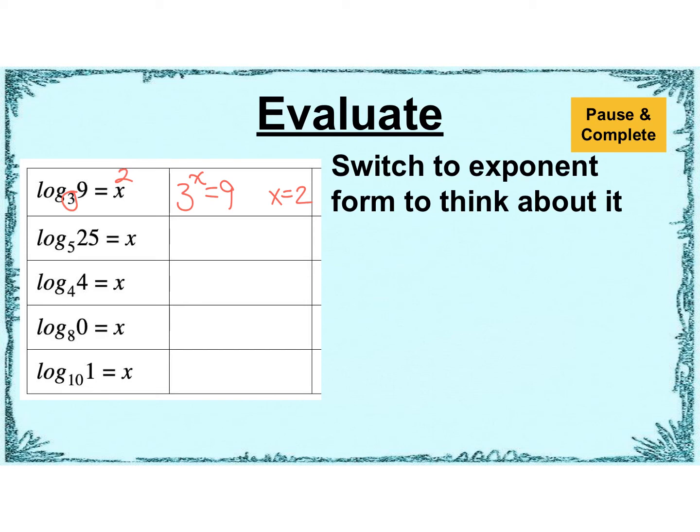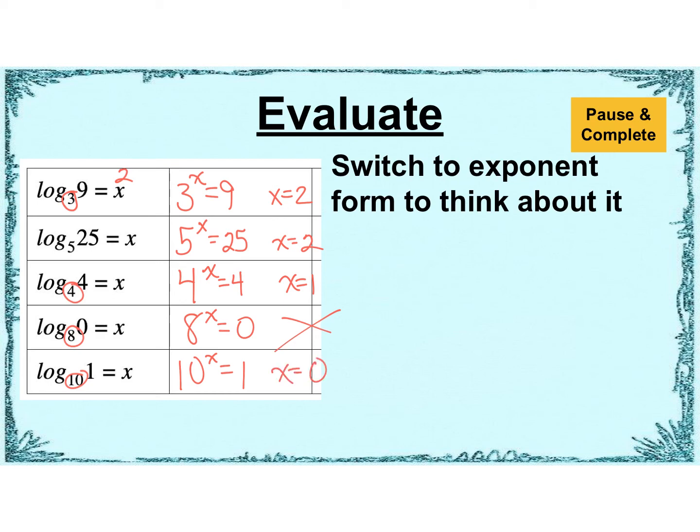In the second problem, rewrite it in exponent form. 5 to the x equals 25. Well, 5 to the what is 25? That's going to be another 2. Here I have base of 4. 4 to the x equals 4. Well, that's going to be 1. 8 to the x equals 0. When does that happen? Never. 10 to the x equals 1, and that means x equals 0.